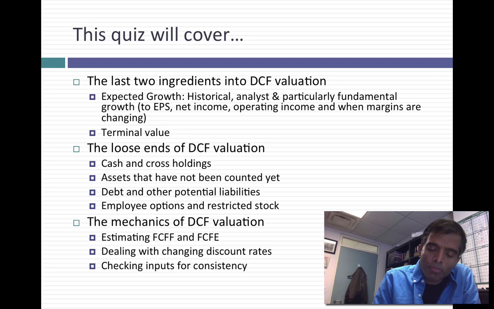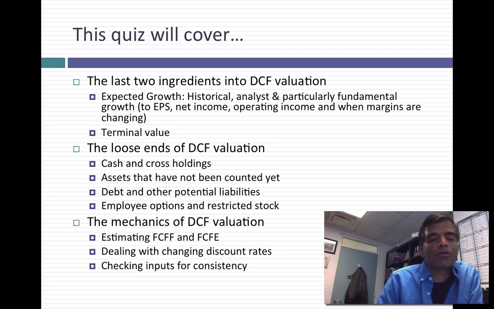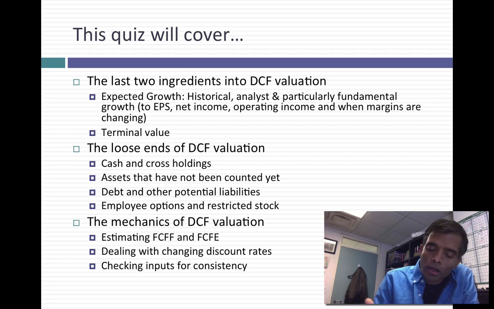The other big number in discounted cash flow valuation I want to talk about, and emphasize some basic rules for, is terminal value. Almost every quiz you will see in the past, there's at least one problem where I'm going to ask you to compute the terminal value, just to make sure that you follow all those consistency rules. We spent a fair amount of time talking about what I call the loose ends of discounted cash flow valuation.